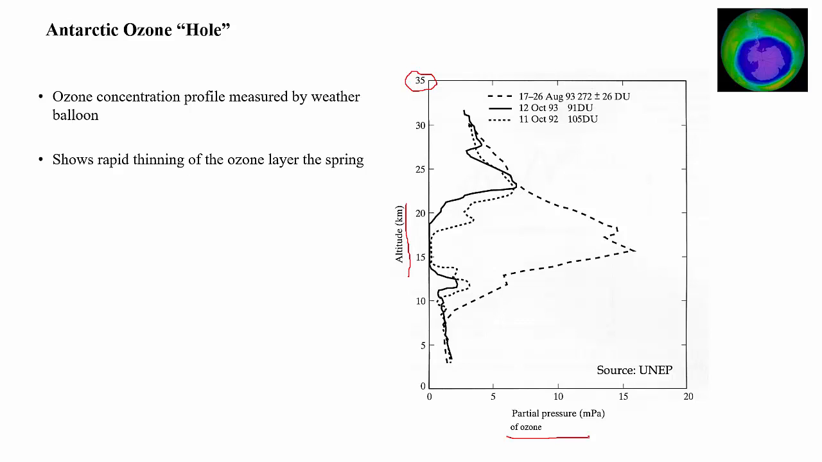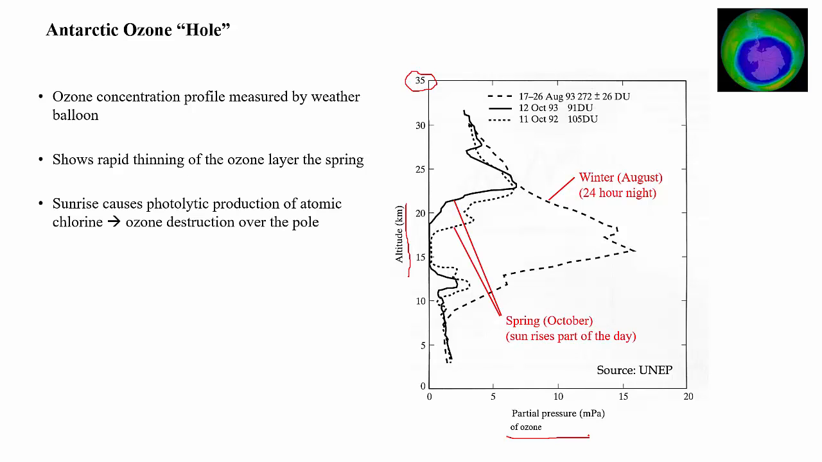And this graph shows the very rapid thinning or destruction of the ozone layer in the springtime. This is in Antarctica. And so this first curve here is the ozone concentration in the dead of winter, so before the sun has risen. This is August, where we have 24-hour night, and you can see the strong concentration of ozone at high altitude.